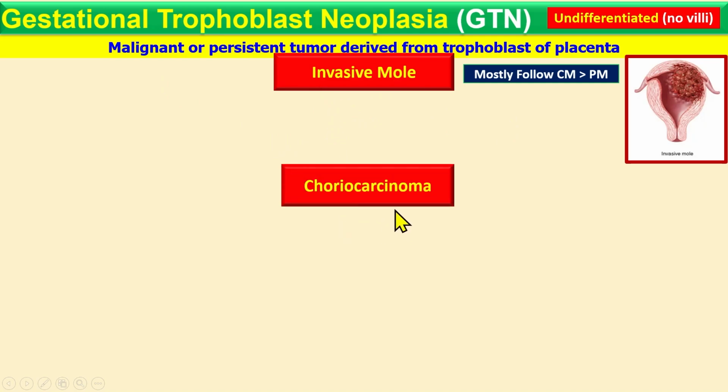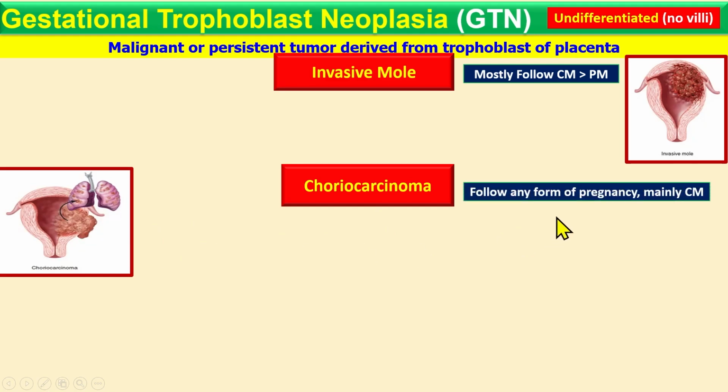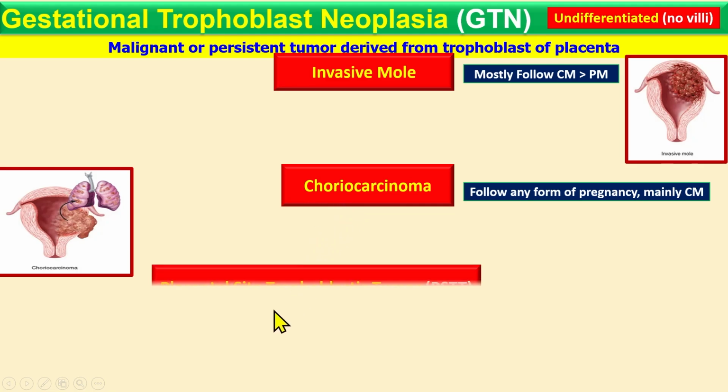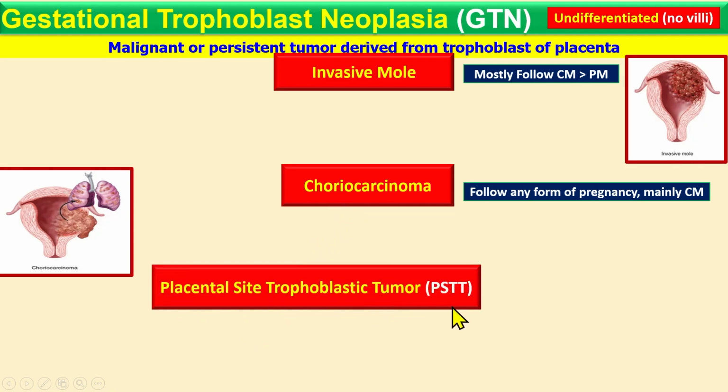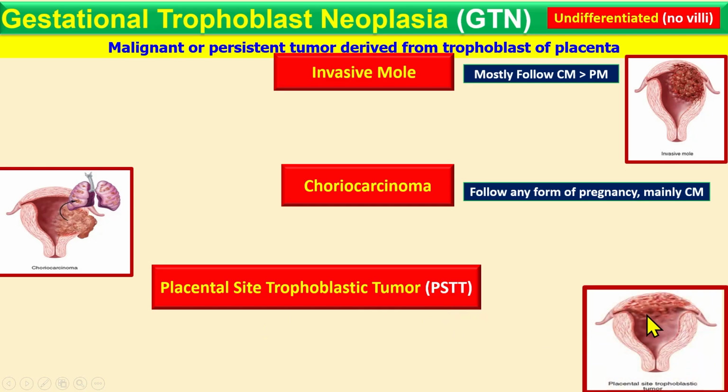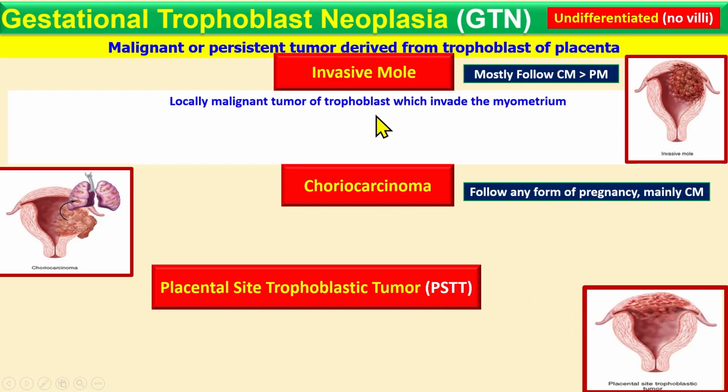Then in choriocarcinoma, which usually follows any form of pregnancy, but mostly the complete mole pregnancy. Any pregnancy means it can follow a normal pregnancy or an ectopic pregnancy, any pregnancy event. And the placental site trophoblastic tumor is a very rare tumor on the bed of the placenta. The invasive mole is locally malignant; it is not invading other organs, only limited to the pelvis or the myometrium.